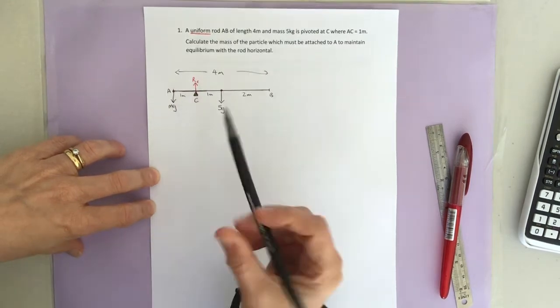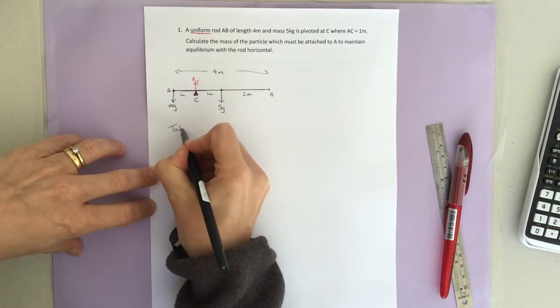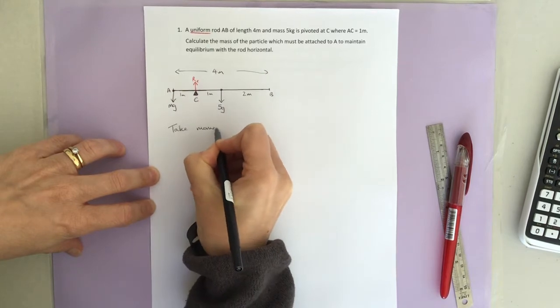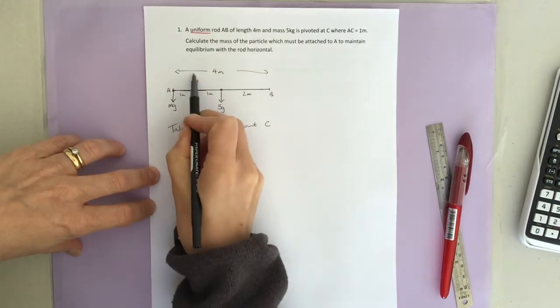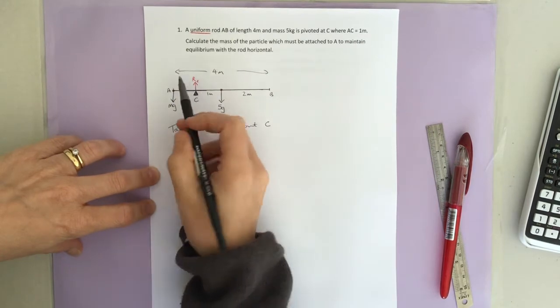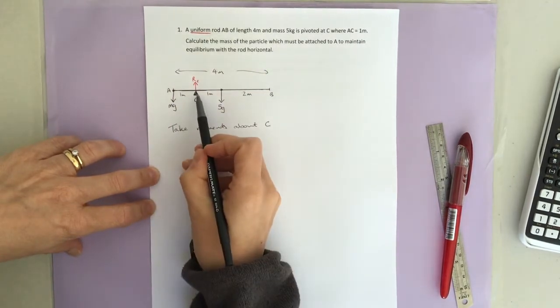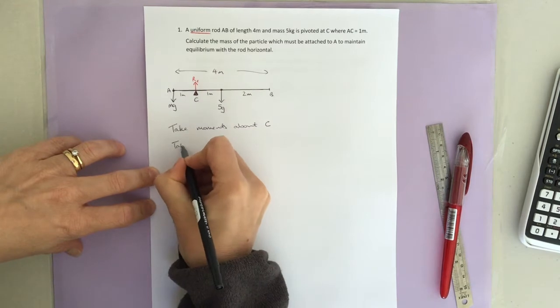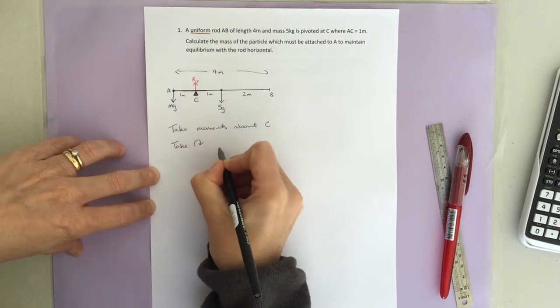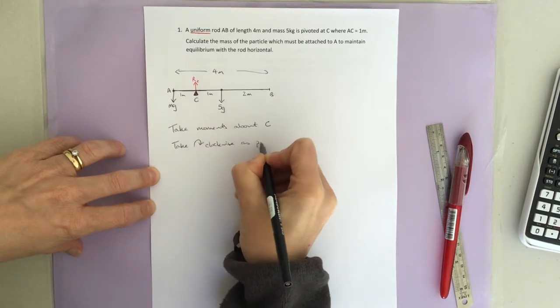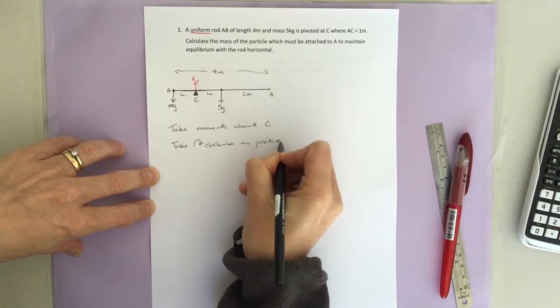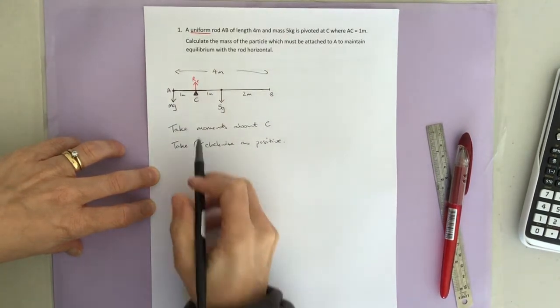But let's do this. So let's tell the examiner what we're doing. We're going to take moments about point C. And I'm doing that so that I don't have to worry about this reaction force. I'm not asked about it in the question, so that's okay. Tell the examiner which way I'm taking. So I'm going to take clockwise as positive. And then we're going to take moments about C.